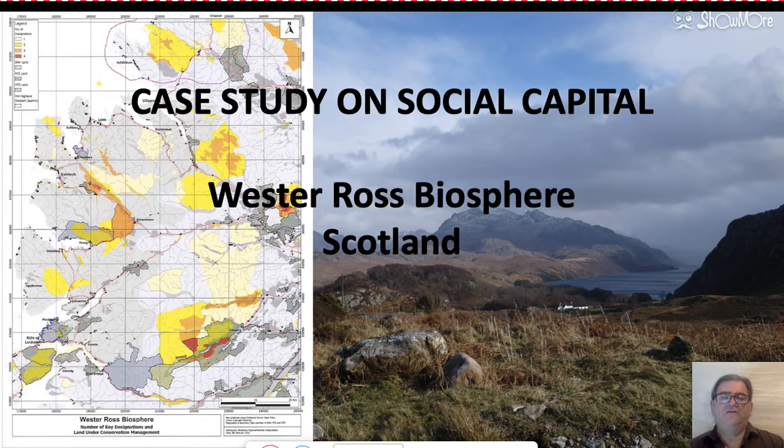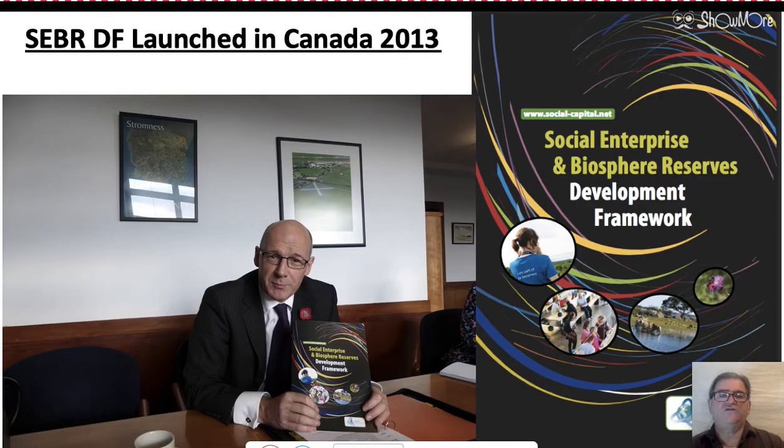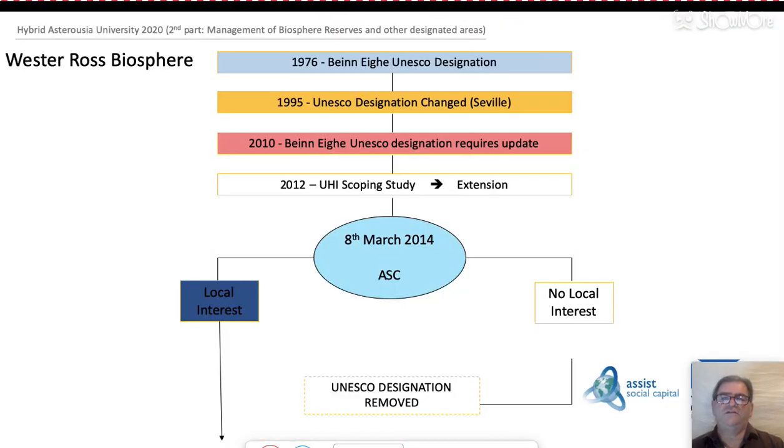In an area in the northwest of Scotland, we began with an old style biosphere reserve which was only one mountain. And we eventually took in an area which was 550,000 hectares and 8,000 people. We used the Social Enterprise and Biosphere Reserve Development Framework to make sure that this work was going to be financially sustainable as well as environmentally and socially sustainable.